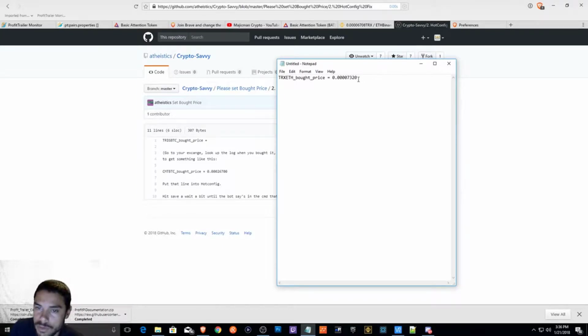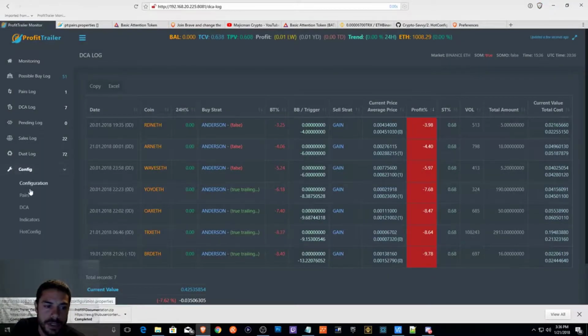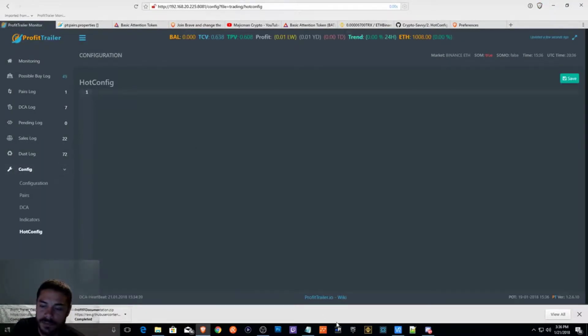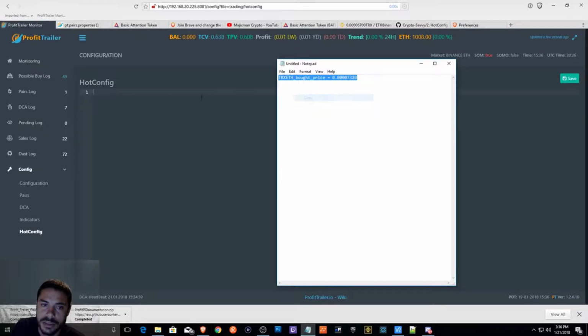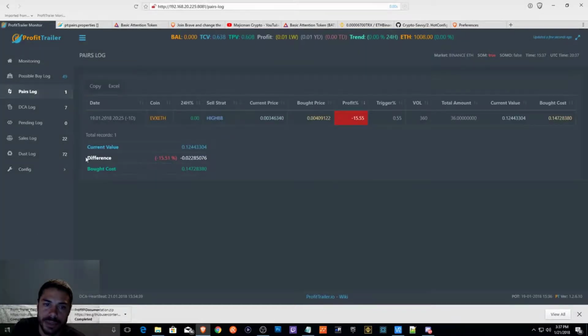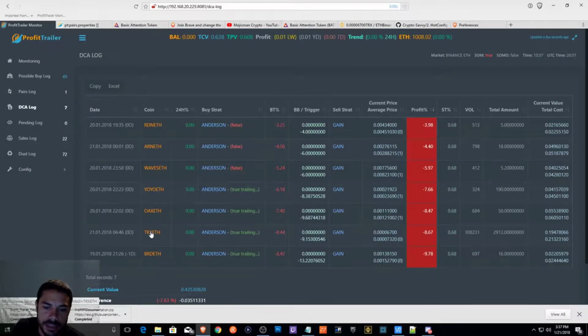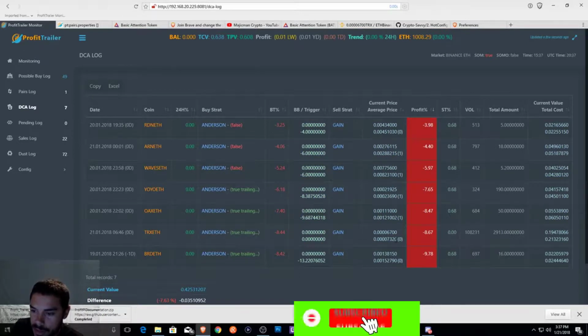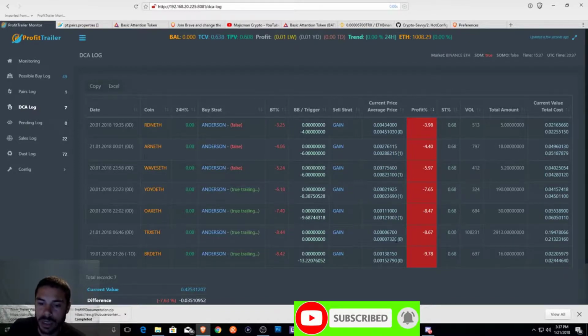But anyways, I put this in there, and I'll show you where it is. I'll put this in the config here. Put a hot config. Copy, paste this. Paste, hit save. And then you'll see that TRX had a price. In my last videos, you'll see that TRX did not have a price. The bot did not know what to do with it. So now it has a price right here. And then the current price is right here, which, as you can see, it's still a loss. So that's how you do it.